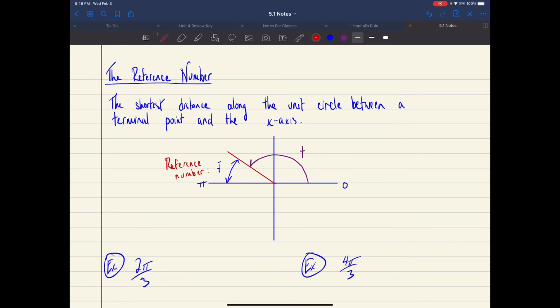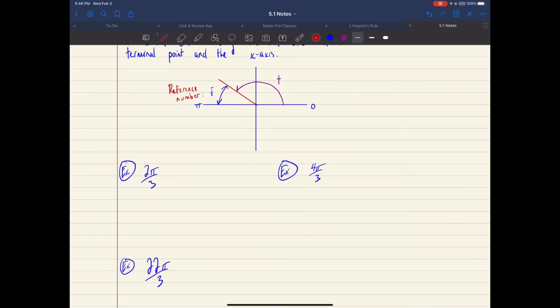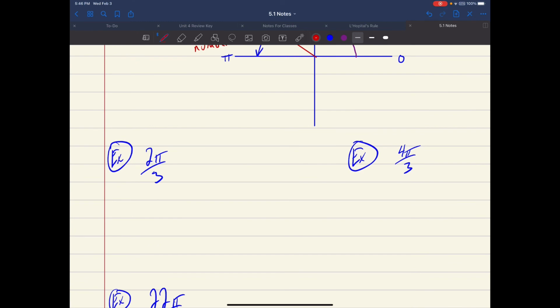Okay, the reference number is represented by t bar. It's always the shortest distance from where that angle ends to the x-axis. So sometimes you're going to go clockwise, sometimes you go counterclockwise. So let's look at one of these, 2/3 pi.